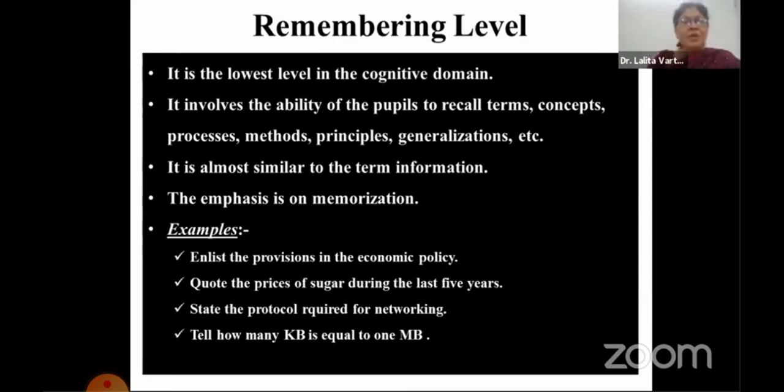For example, questions which we generally ask in our question papers: enlist the provisions in the economic policy, or quote the prices of sugar during the last 5 years, or state the protocol required for networking, or tell how many KB is equal to 1 MB. You will realize that all these questions are important, yes, but the focus is only on recalling what has been learned.